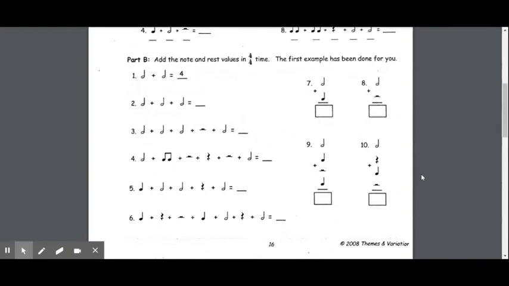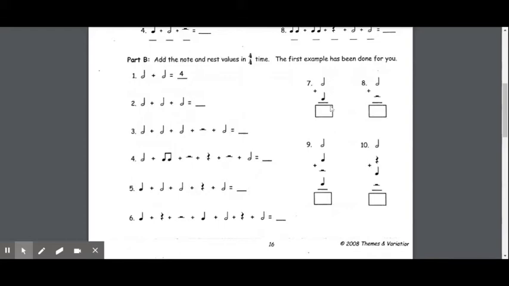Part B, you are doing the same exact thing. As you can see in number 1, half note is worth 2 beats, half note's worth 2 beats equals 4. However, I still want you to take your pen and draw all those numbers underneath. It seems like an extra step, but for me, when I'm grading your paper, it makes it easier to where I can tell where you messed up. That way I can help you learn better. So make sure you are showing your work by writing your note values underneath.